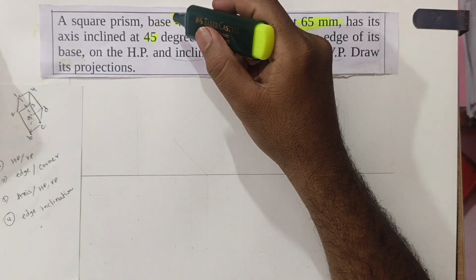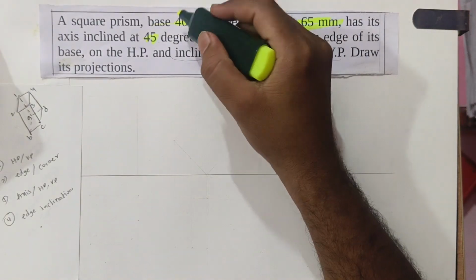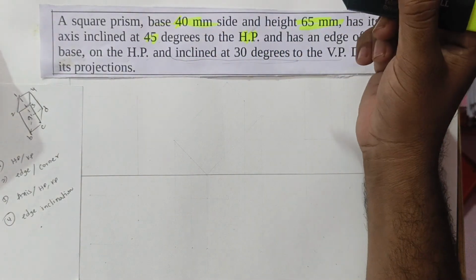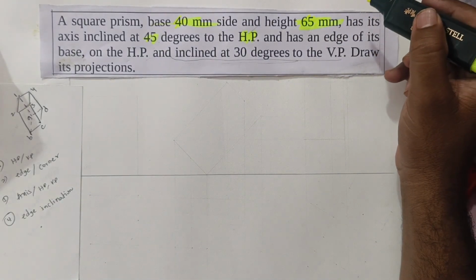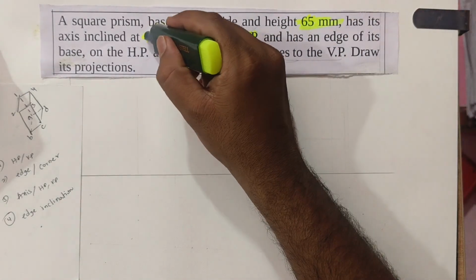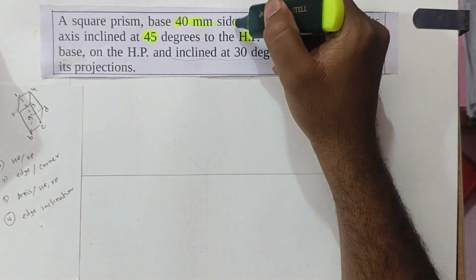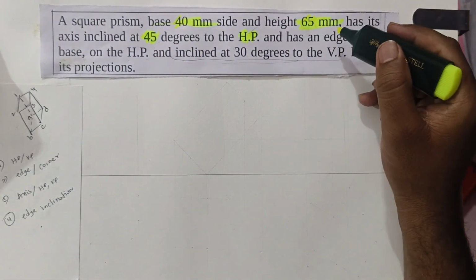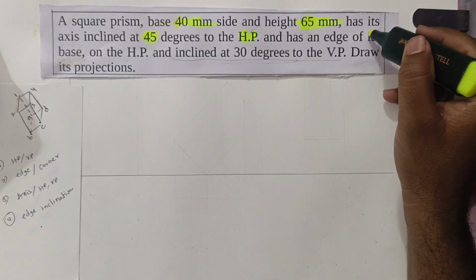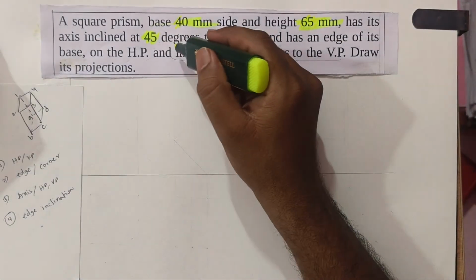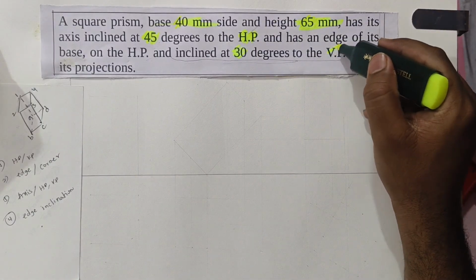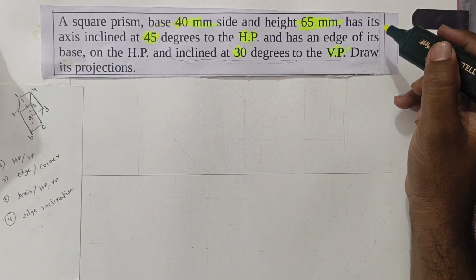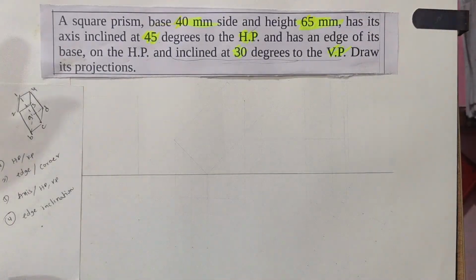The square prism base 40 mm and the height of the prism is 65 mm, has its axis inclined to 45 degrees to the HP and has an edge of its base on the HP and inclined at 30 degrees to the vertical plane. Draw the projections of the solid.